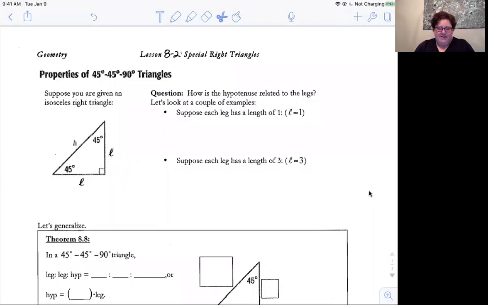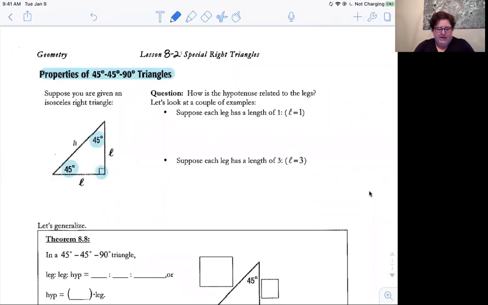Okay, so today we're going to be talking about lesson 8.2, which is special right triangles. There are two different kinds of special right triangles. There are 45, 45, 90s we're going to talk about first, and then there are triangles that have angle measures of 30, 60, and 90. So in a 45, 45, 90, you're going to have two 45-degree angles and a right angle.